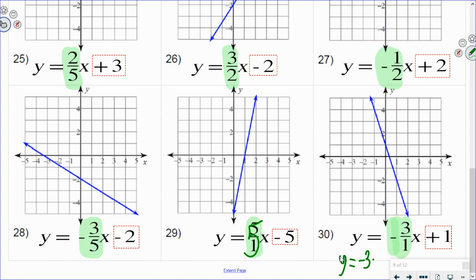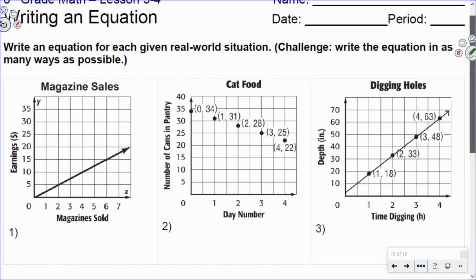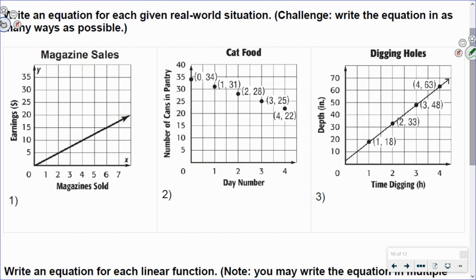Again, to emphasize, you may write simply y equals negative 3x plus 1. I like to see the rise and the run personally, but that's my preference. Now let's get into today's assignment and do some real world.